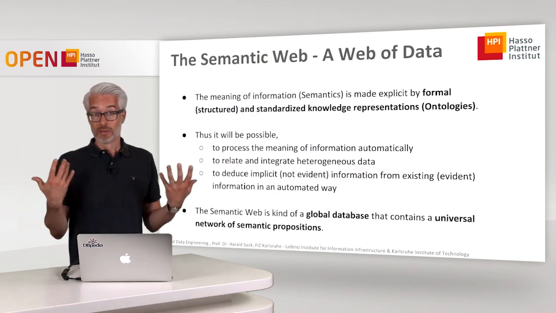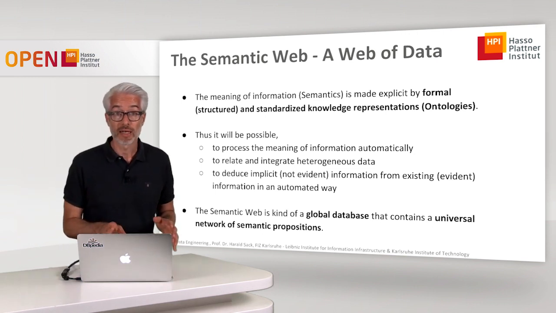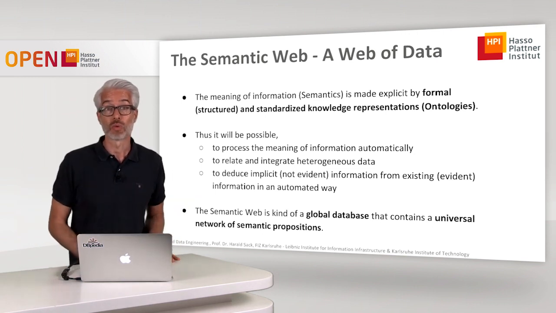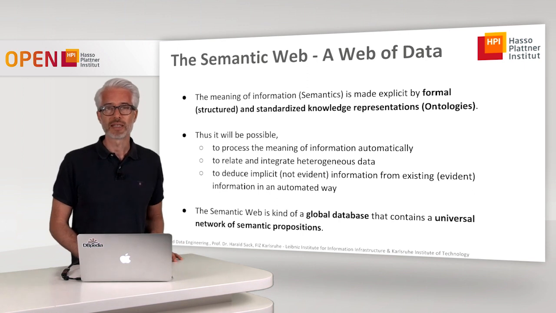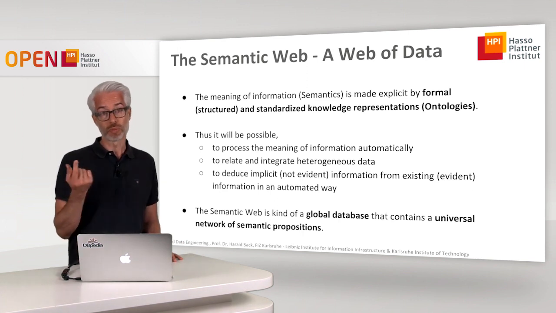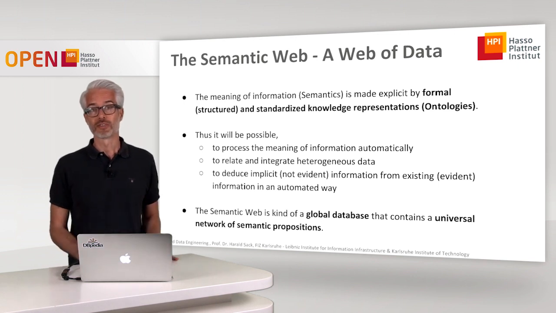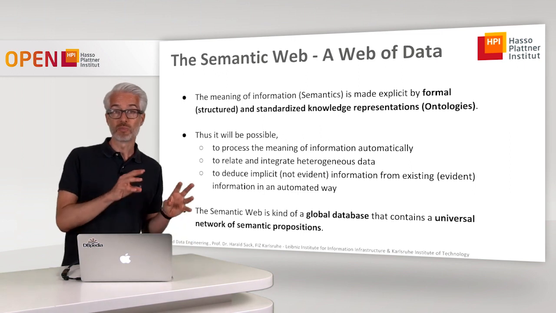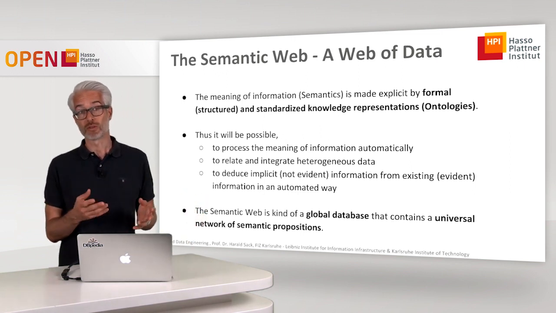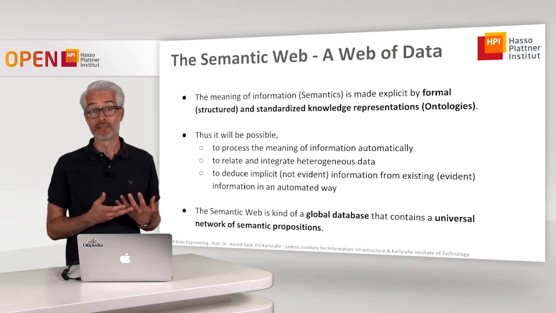And in the end, if you put knowledge like that on the web, you will end up in something like the semantic web, which is also the web of data. So what is the semantic web? In the semantic web, the meaning of information is made explicit by formal, which means structured, and standardized knowledge representations, which are ontologies. The nice thing then is that it will be possible to process the meaning of the information in an automated way. So machines will be able to access and to process this information automatically.